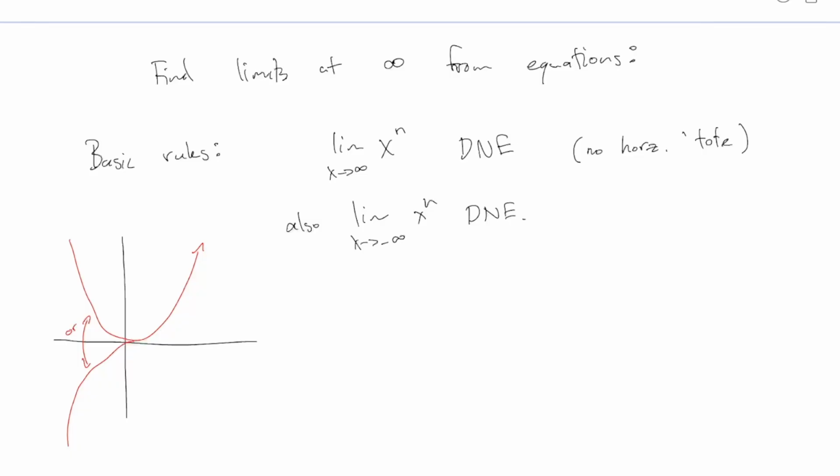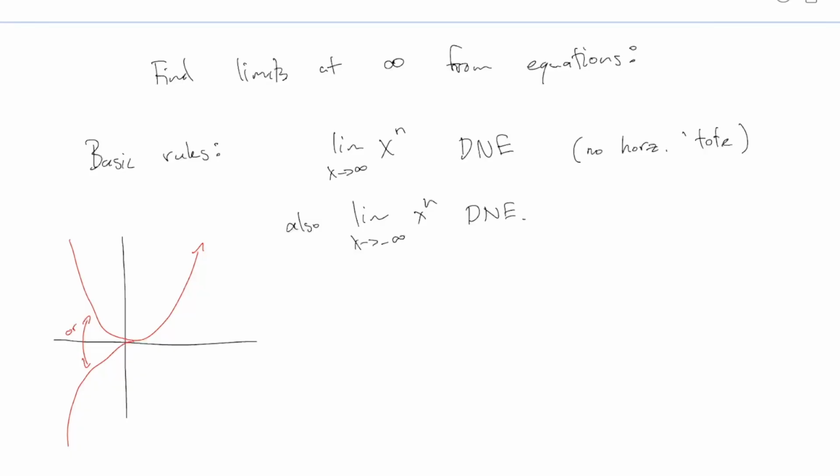Another way to say that, if you'd like, is what happens if you take a power of a really, really big number? The answer is it again becomes really, really big. It doesn't actually approach any particular value. If you're taking powers of super big numbers, you just get more super big numbers. There is no value that they approach. All right? That's the first of my basic rules.